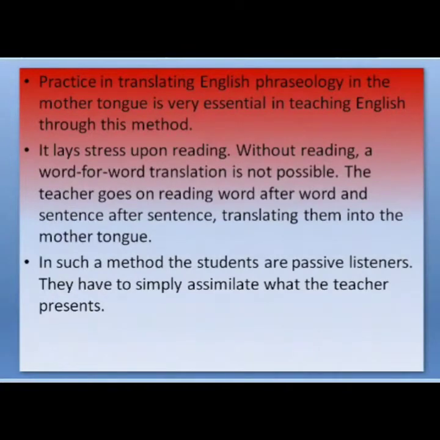In such a method, the students are only passive listeners. They have simply to listen or assimilate what the teacher presents before them. They are not active learners.